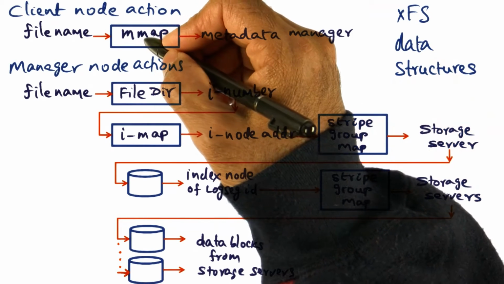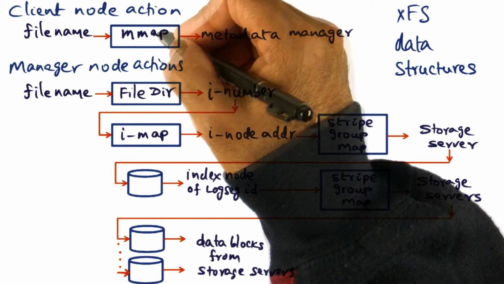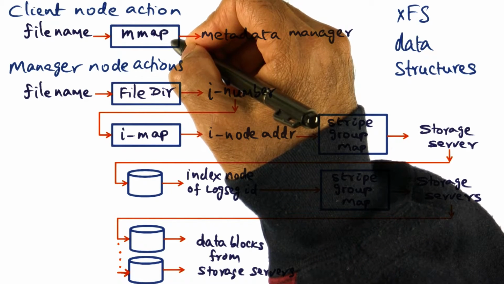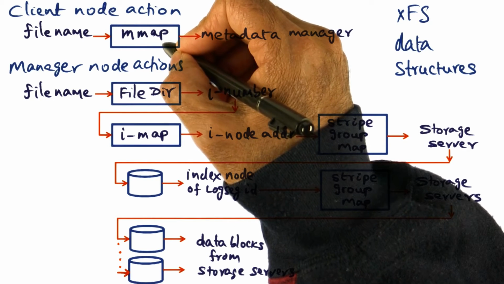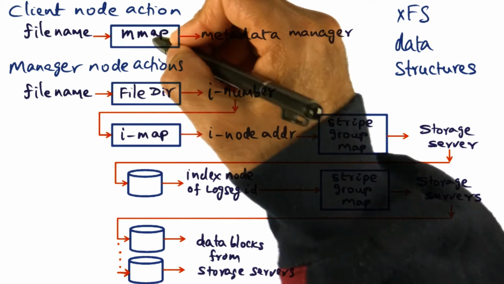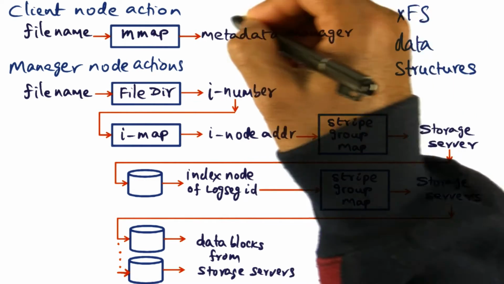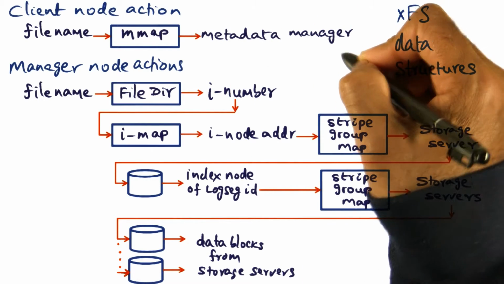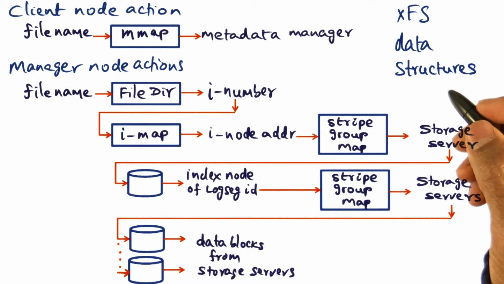So the client action, when it is looking for a file, it starts with a file name, and this is a data structure that is a replicated data structure at every node in the entire distributed system. So any client node, when it starts with a file name, it consults this manager map data structure to know who is the metadata manager for this particular file name. And the manager node action is fairly involved.